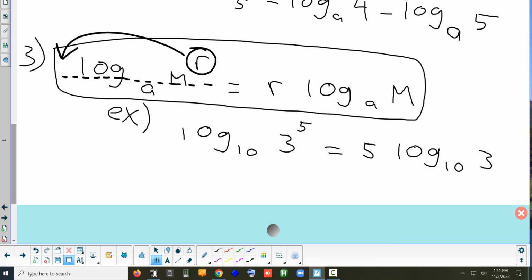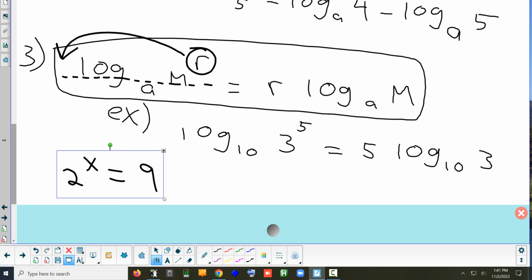Now, the reason why that comes in handy is if you had something like this. 2 to what power gives me 9? That's not an easy question to do in your head. 2 to the third power is 8. So 3 is too small. 2 to the fourth power is 16. So that's too big. So it's somewhere between 3 and 4.